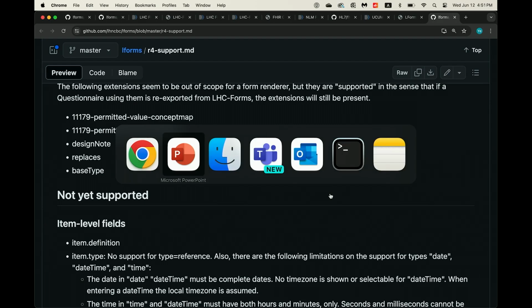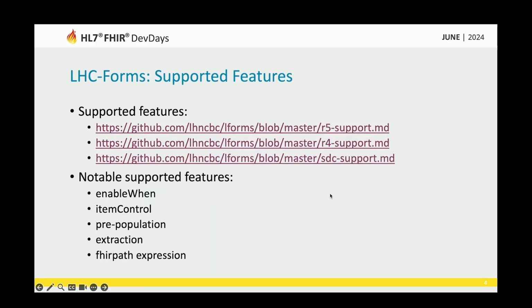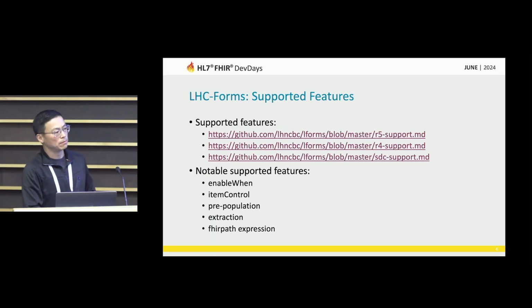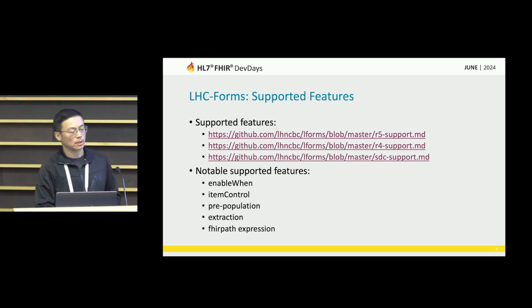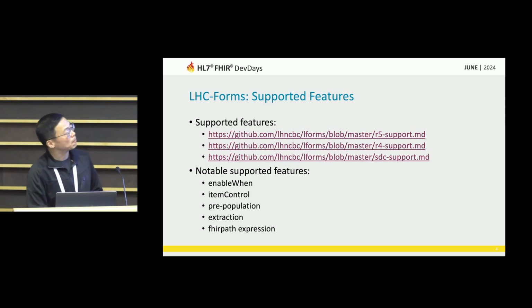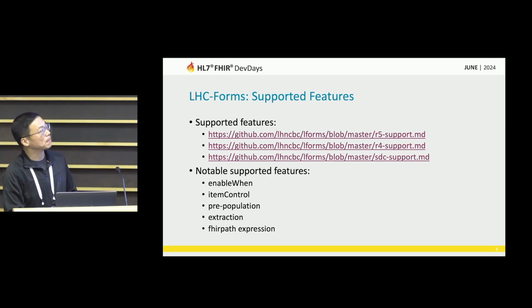Also for R5 support, in the R5 version the choice and open-choice types were replaced with coding and answer constraint. We support coding and answer constraint with options only and options or string, but we haven't supported options or coding, as we haven't decided how to implement that yet.